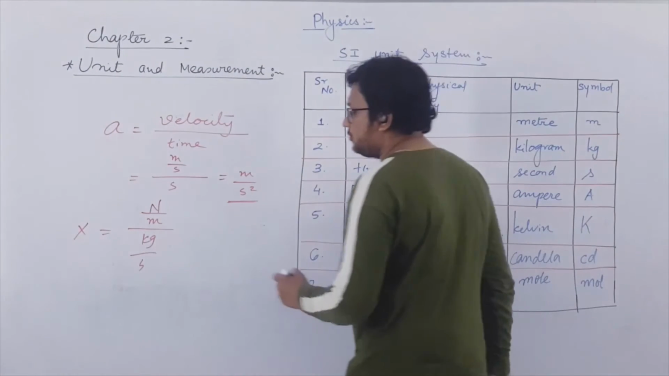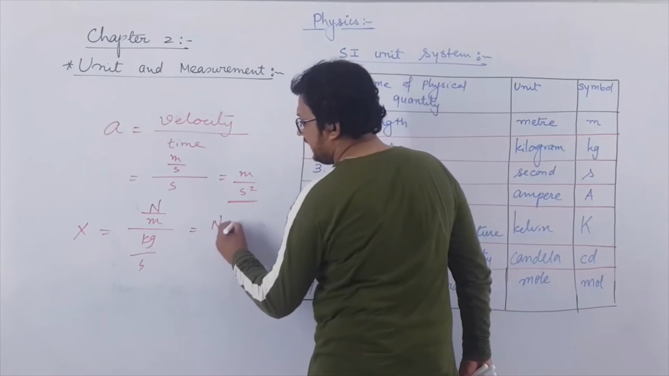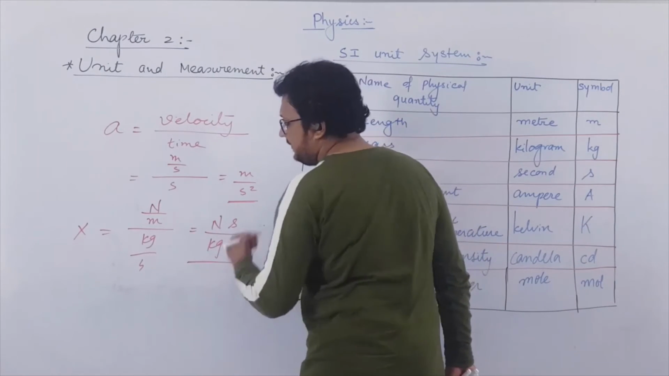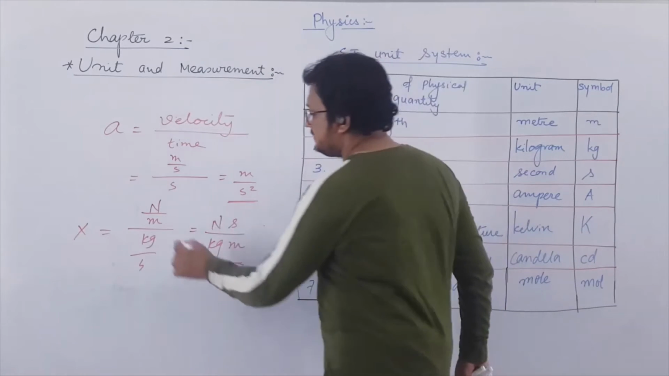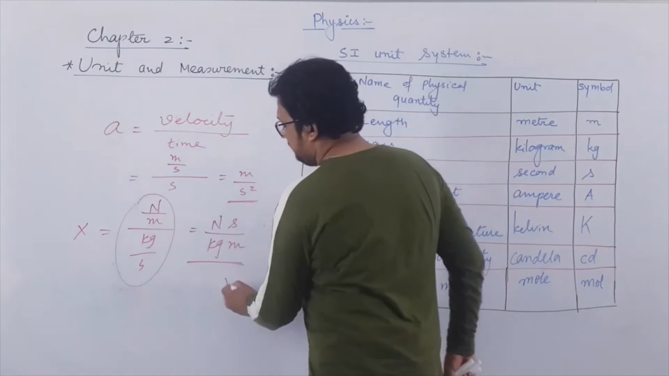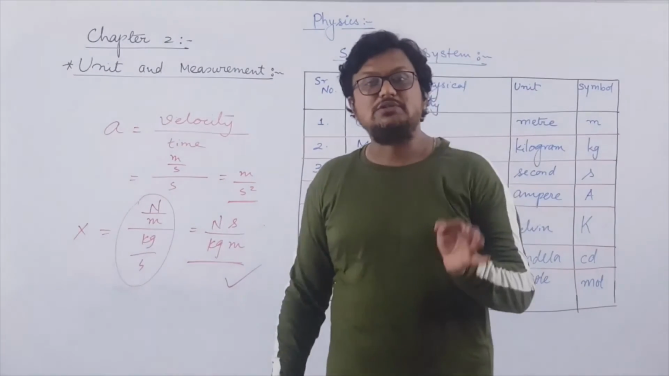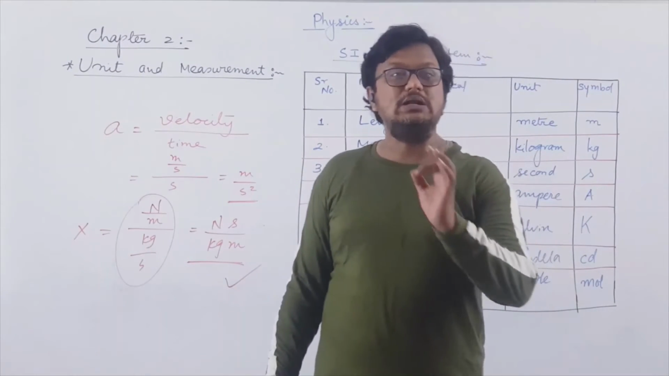So what do we have to do here? This will be equal to Newton second upon kg meter. You can write it like this. So this will be the unit for this x. The earlier form is incorrect, and this one is the correct way to write the unit. So the unit must always be written in a single ratio.